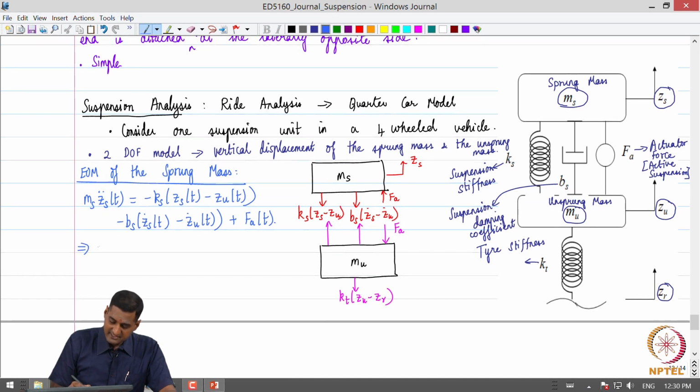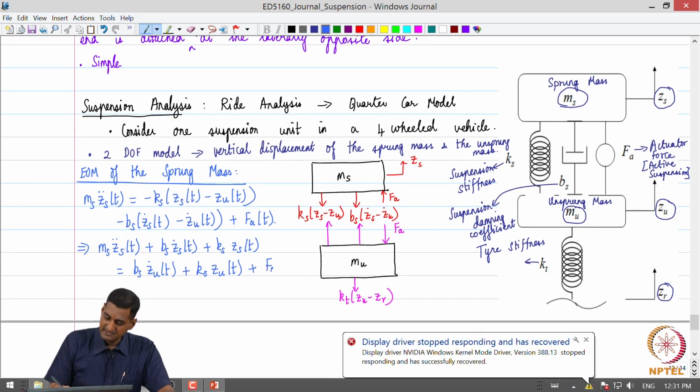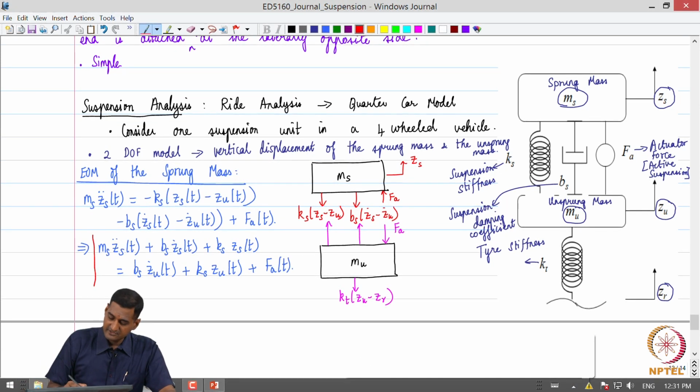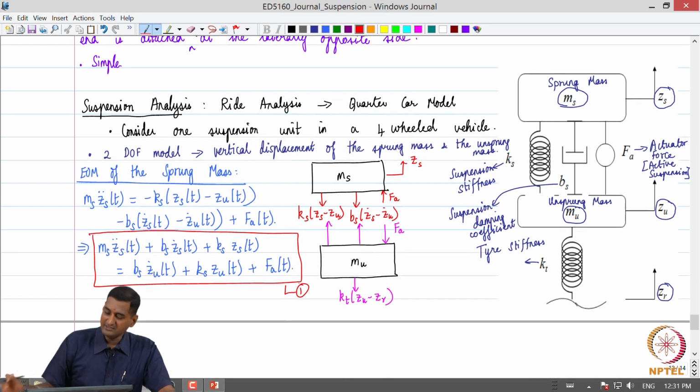So rearranging this equation, we are going to get ms times zs double dot plus bs times zs dot plus ks times zs(t), that is going to be equal to bs times zu dot t plus ks times zu(t) plus FA(t). Alright. So, this is the equation of motion for the sprung mass. Let us call this equation 1.